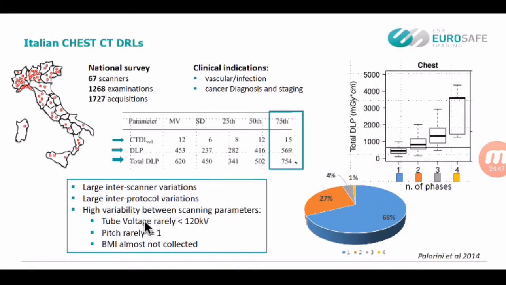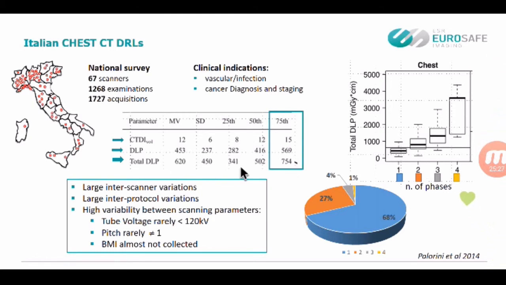I will start by showing you the Italian DRLs published in 2014, but as far as I know, they are still the most recent DRLs in CT for my nation. Data have been collected from 67 scanners and more than 1,000 examinations and around 2,000 acquisitions. And data were also collected following the clinical indication in case of chest, vascular infection, and cancer diagnosis and staging. Here I reported the DRL for the CTDIvol of 15 milligray and DLP, and also the total DLP.